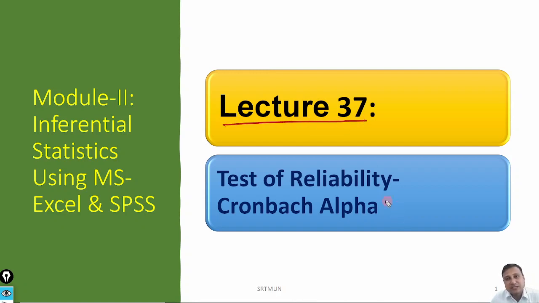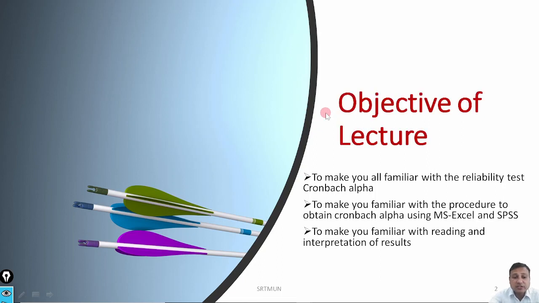The title of today's lecture is Test of Reliability, Cronbach Alpha. Objectives of today's lecture are as follows. The first objective is to make you all familiar with the reliability test Cronbach Alpha.